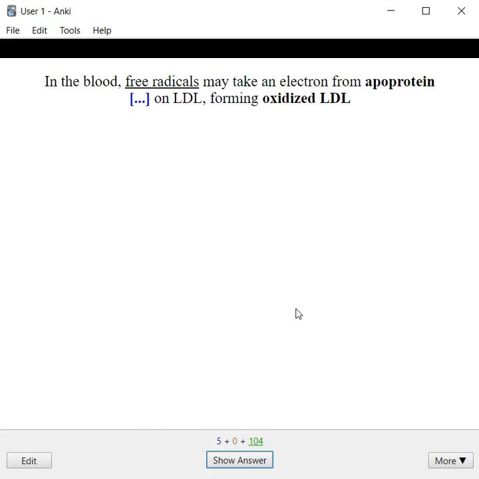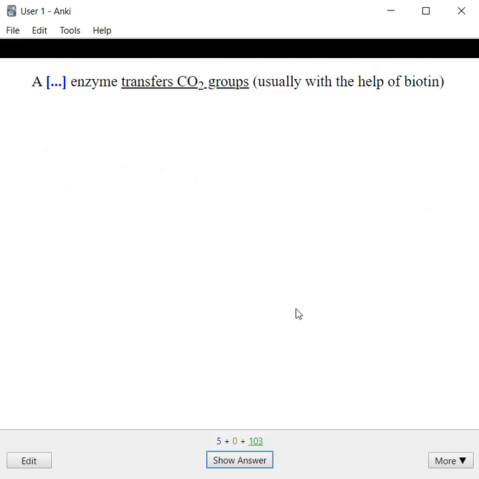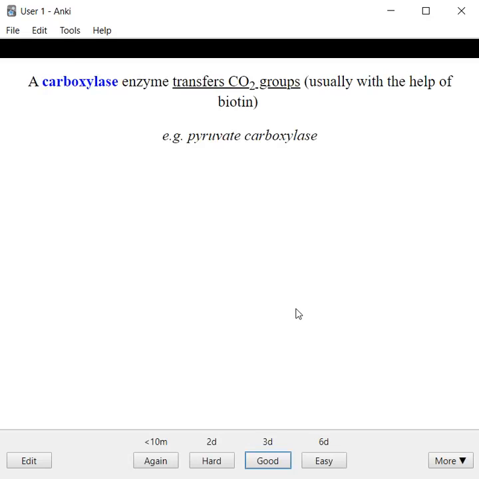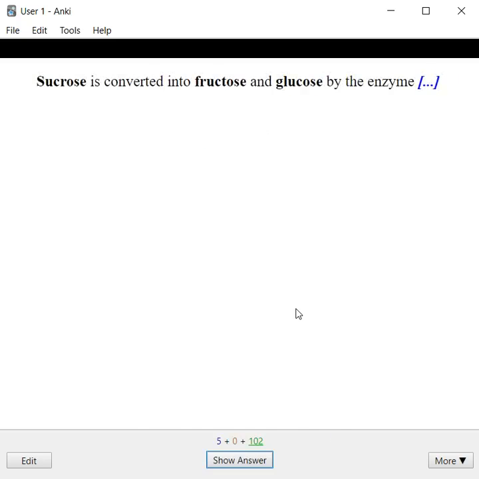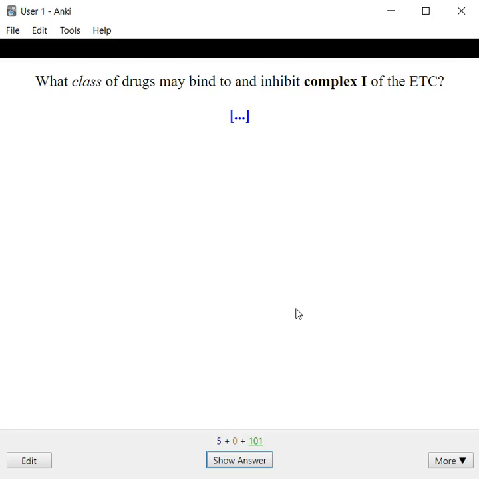In the blood, free radicals may take an electron from apoprotein, blank on LDL, forming oxidized LDL. B100. A blank enzyme transfers CO2 groups, usually with the help of biotin. Carboxylase, for example, pyruvate carboxylase. Sucrose is converted into fructose and glucose by the enzyme sucrase. What class of drugs may bind to and inhibit complex 1 of the ETC?